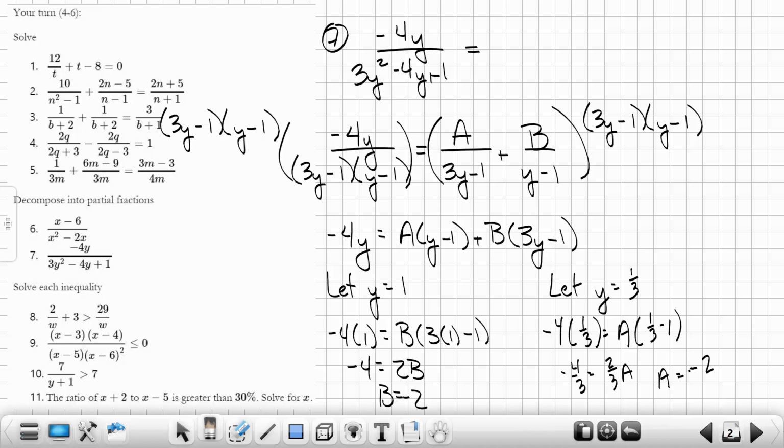Is that a 4 or y? In the beginning, this is a 4. That's a negative 2 for B. A is negative 2. And so is B, correct? Okay, I was making sure. So I get negative 2 over 3y minus 1 minus 2 over y minus 1.